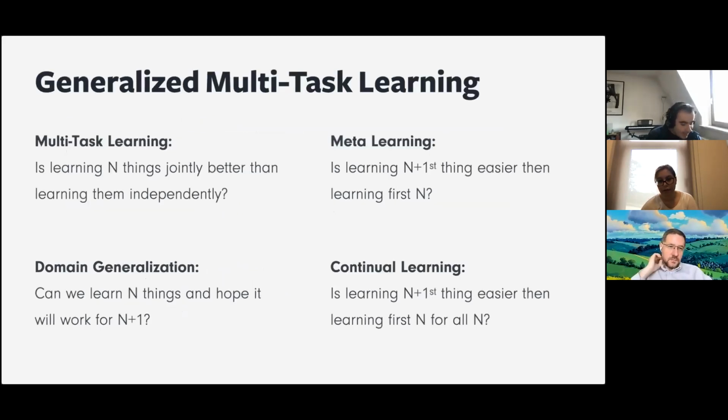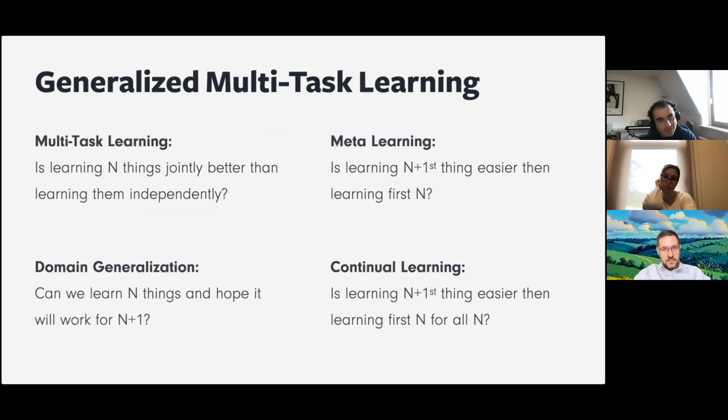And I say that I'll use multitask learning in a very broad sense, because once you think of anything which is solving multiple problems jointly as multitask, all these problems become multitask learning: multitask learning, meta learning, domain generalization, continual learning. And all of them are asking very similar questions to each other. Multitask learning is asking: is learning things jointly better than learning them separately?